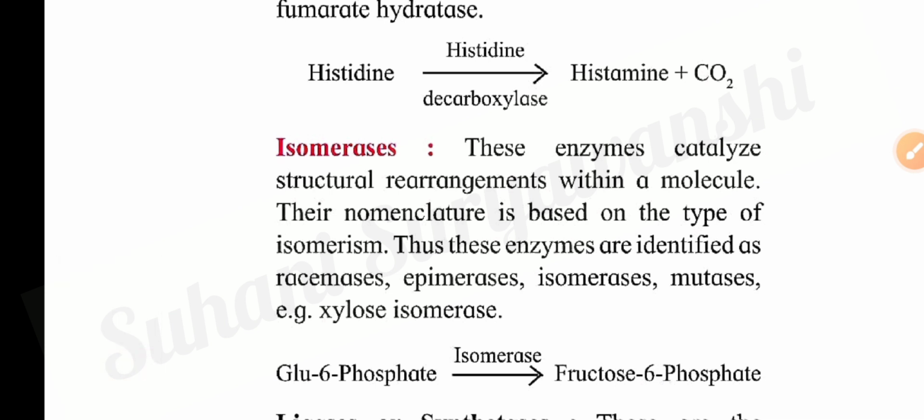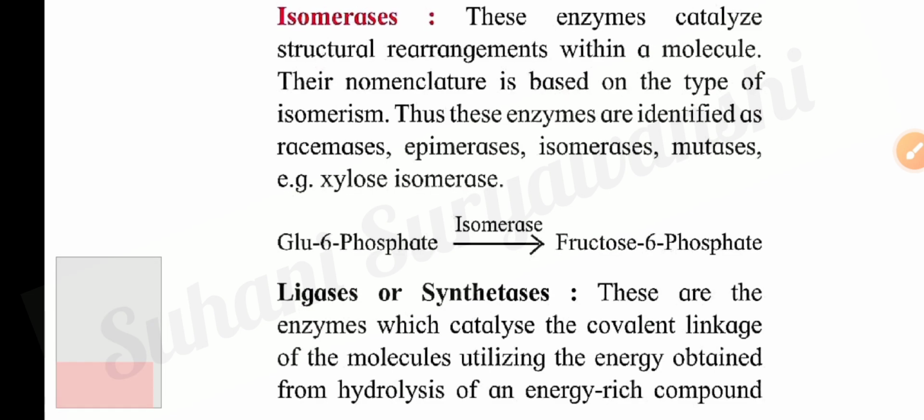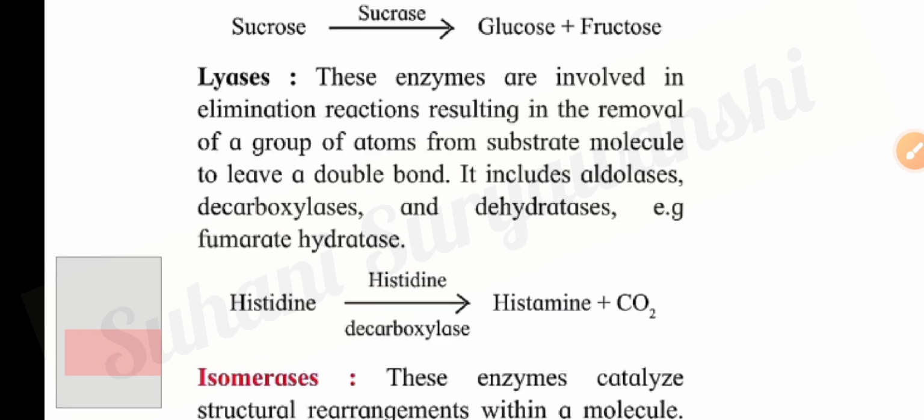Isomerase. These enzymes catalyze structural rearrangement within a molecule. Their nomenclature is based on the type of isomerism. Thus, these enzymes are identified as racemases, epimerases, isomerases, mutases. For example, xylose isomerase. Glucose 6-phosphate in the presence of isomerase will get converted into fructose 6-phosphate. Ligases or synthetases. These are the enzymes which catalyze the covalent linkage of molecules utilizing the energy obtained from hydrolysis of an energy-rich compound.